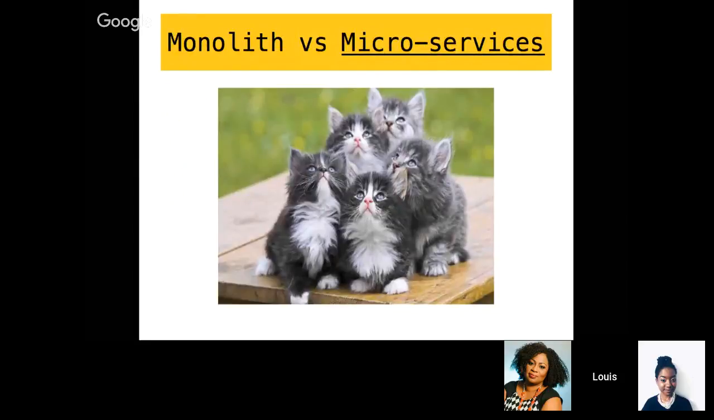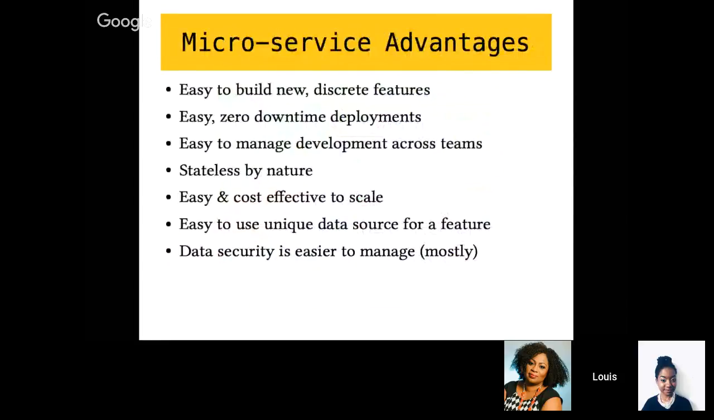So let's take a look at microservices and plenty of cat pictures. One of the big advantages of a microservice architecture is that it's pretty easy to build new discrete features. There's really minimal downtime as you're deploying because your code is just running in a container. It's only executed when it's invoked.